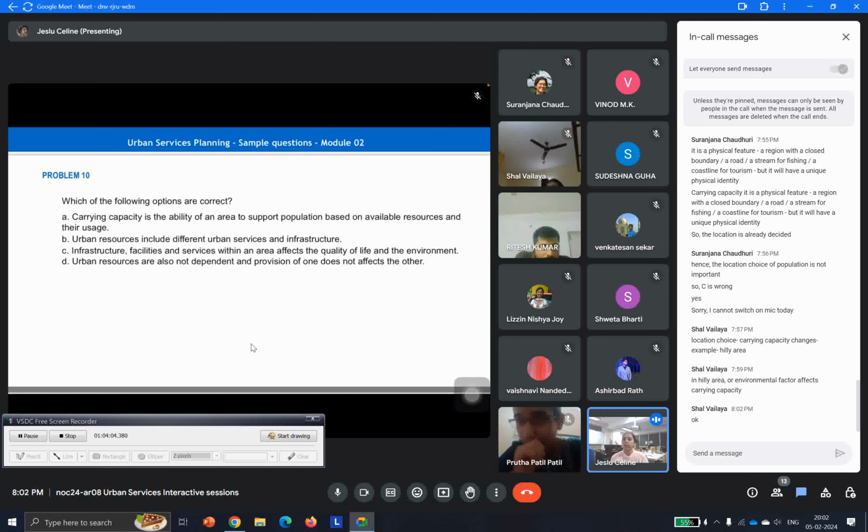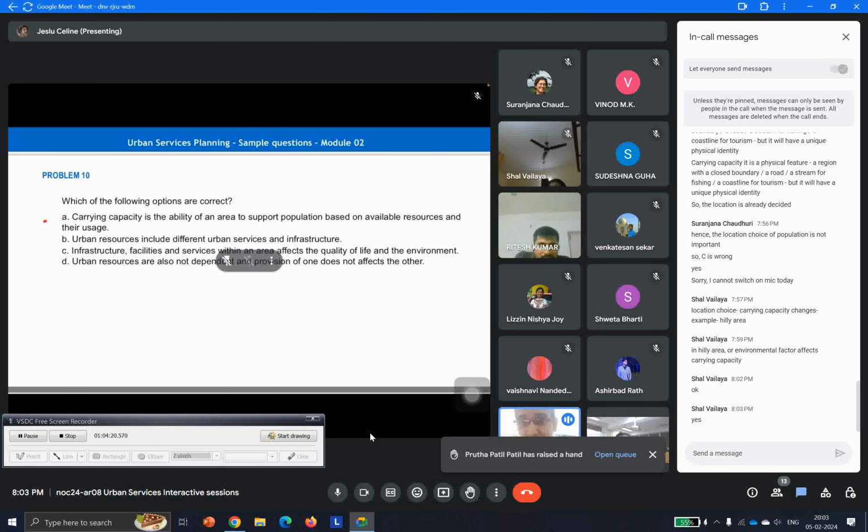Okay, so these are all different. So the first one we can answer. Is it correct? Carrying capacity of an area, ability of the area. Okay, right. So the question mainly asks which of the options are correct. If we say that option A is correct, we need to mark it. The first one is a definition of carrying capacity: carrying capacity is the ability of an area to support population based on available resources and their usage. So is this a correct statement or not? That's the question.